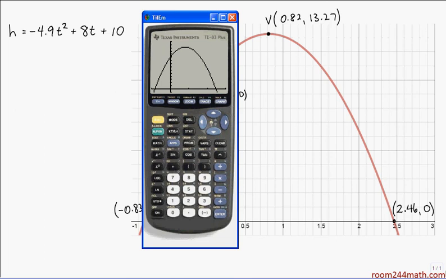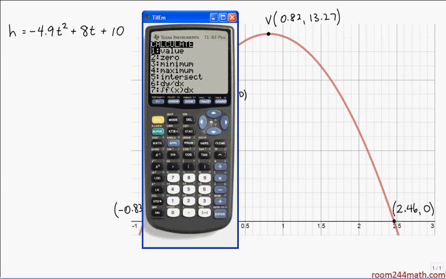Some books suggest using trace. I would suggest you do not use trace. It will give unpredictable results and it can be very frustrating. However, above the trace button in the top row is an option that says calc. So hit the yellow second function and then hit the trace button to get the calc menu.